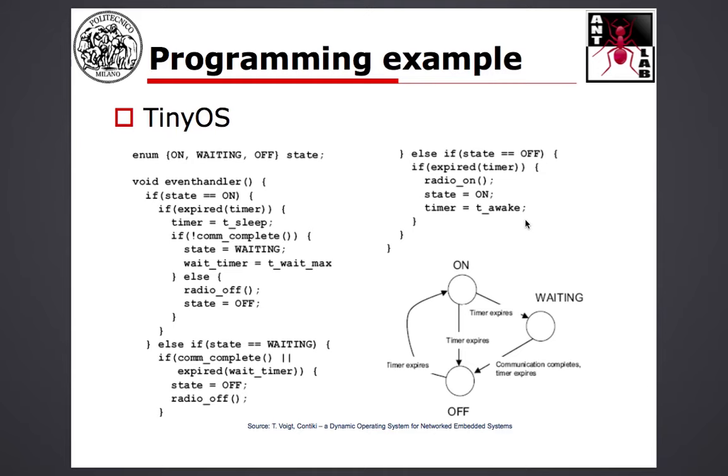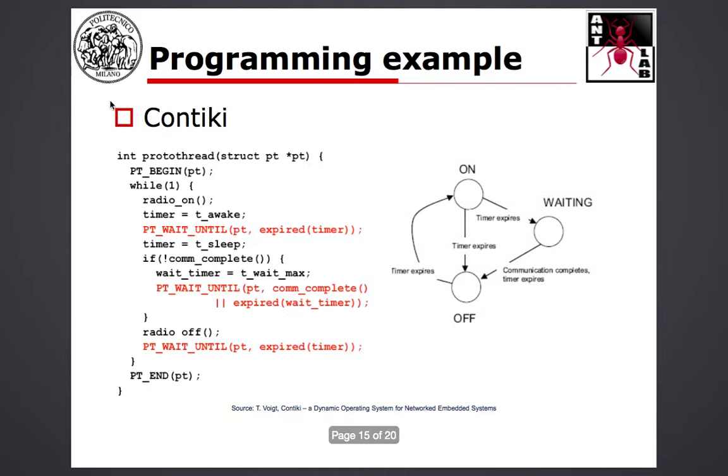The very same thing can be done in Contiki with just this code, reducing a lot the effort for a programmer. We have this protothread, with the process begin and process end here, and a while loop that implements this three-state machine, and by using wait statements, we can easily rewrite this state machine in a much nicer way. So that's one reason why a programmer may prefer to use Contiki instead of TinyOS, because it looks like the programming style makes the life of a developer easier with respect to TinyOS.